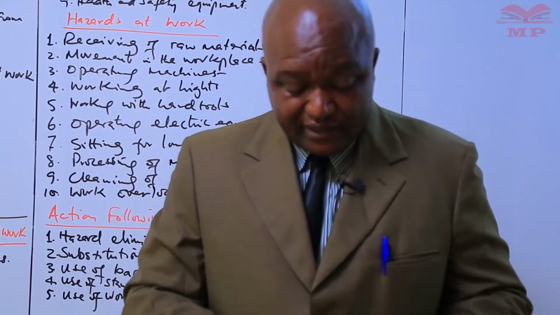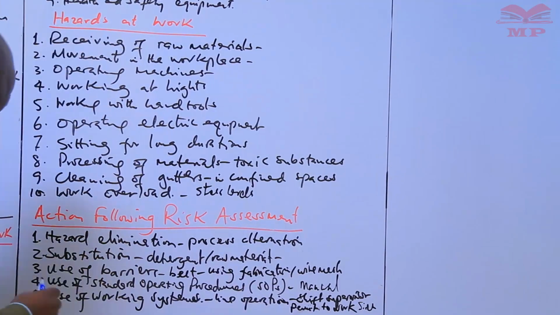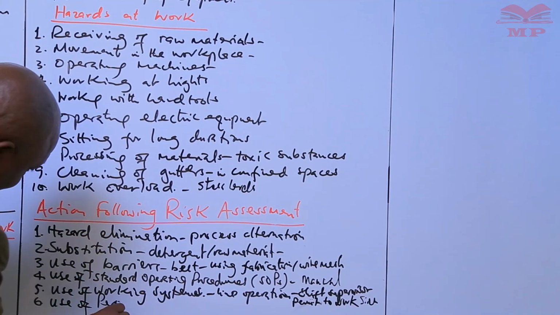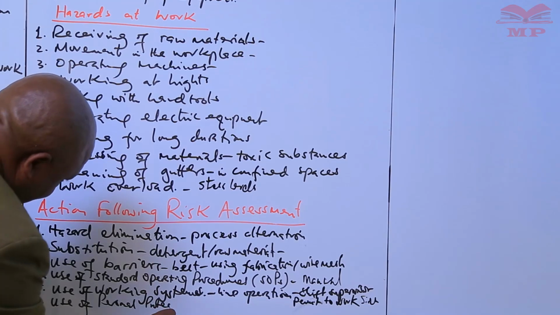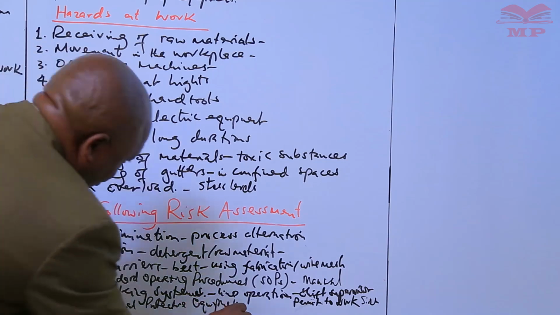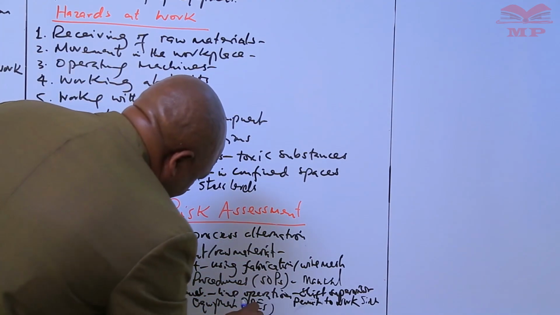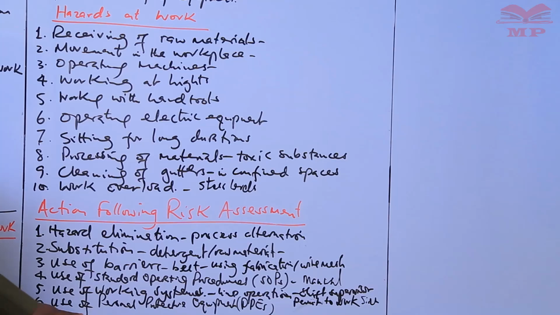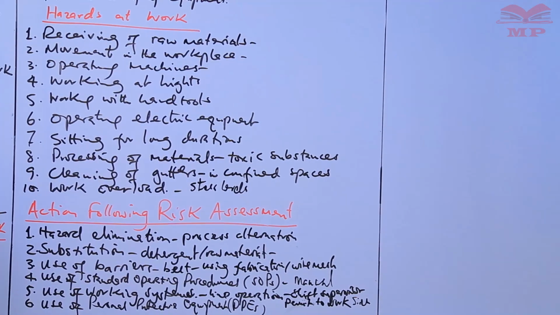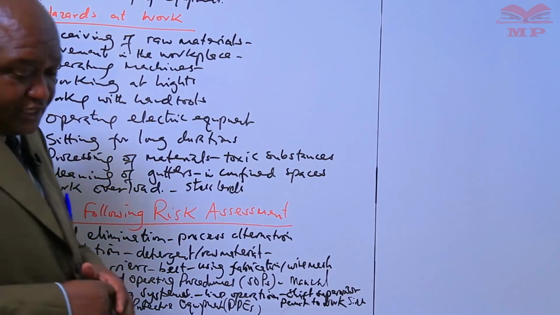Then the last aspect in relation to action is the use of personal protective equipment. Personal protective equipment, or what you call PPEs. So dear learner, you should note that personal protective equipment or PPEs like gloves and other issues should be used as the last resort. When all these other processes cannot work, then you now use personal protective equipment which are appropriate to that particular work operation or work activity.